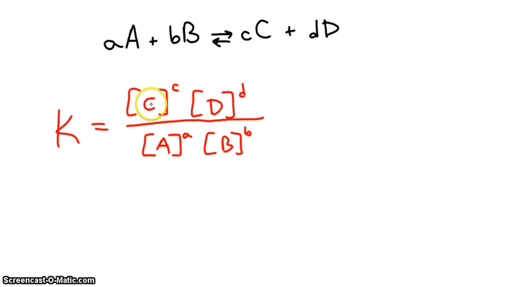The concentration of C raised to its stoichiometric coefficient times the concentration of D raised to its stoichiometric coefficient, divided by the concentration of A raised to its stoichiometric coefficient times the concentration of B raised to its stoichiometric coefficient. Or you can say products over reactants. All of these concentrations are the concentrations when the system is at equilibrium.